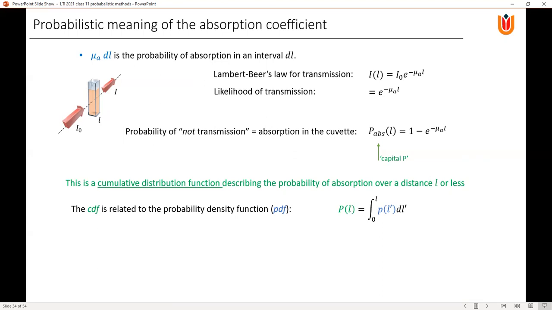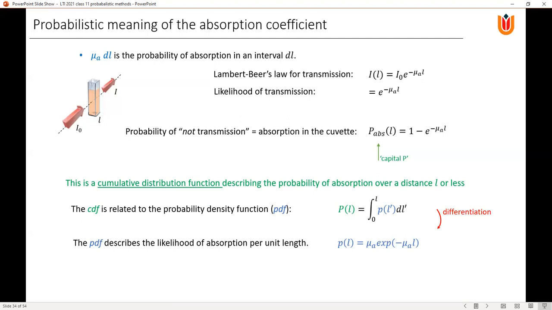So this cumulative distribution function is then related to the probability density function by an integral. It's the summation of probabilities over given lengths, so that can be expressed as an integral. So if you differentiate that again, then you get the true form of the PDF.